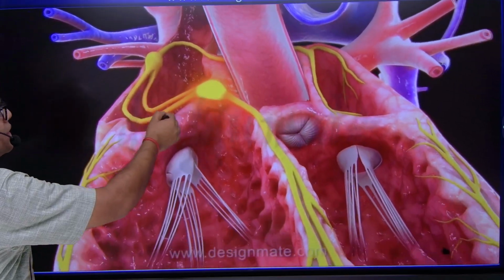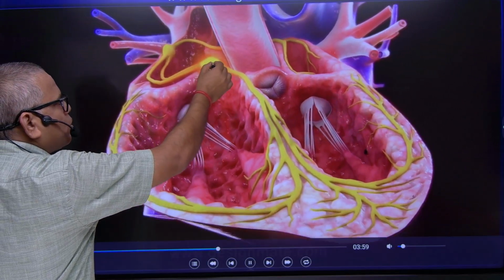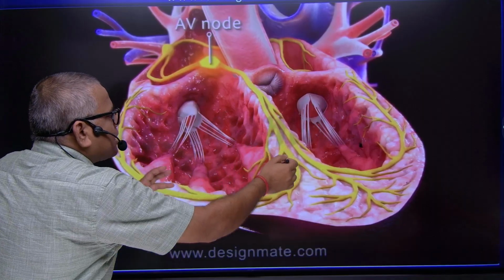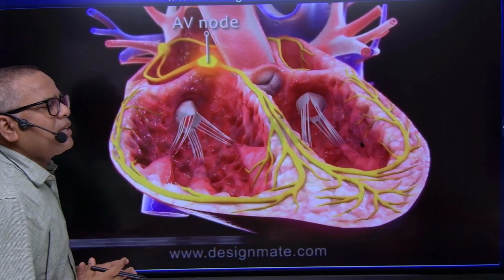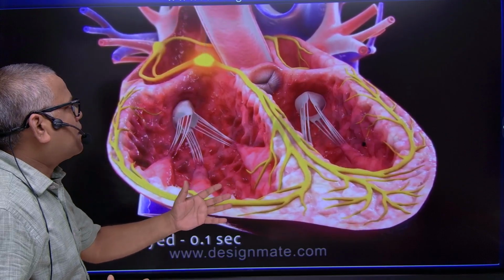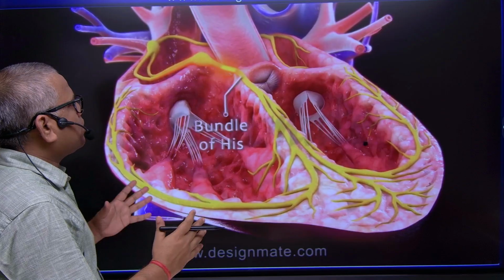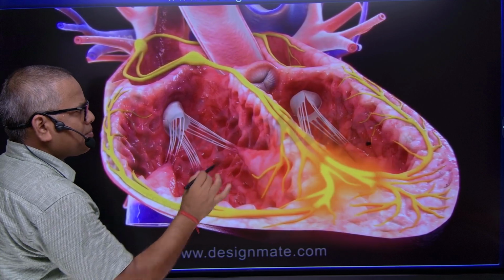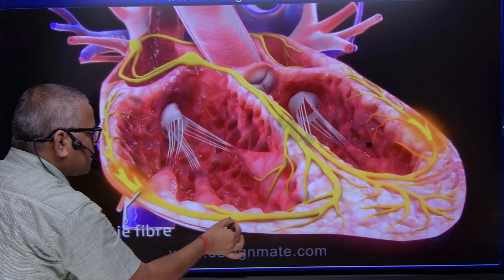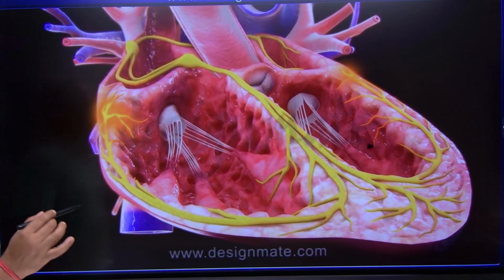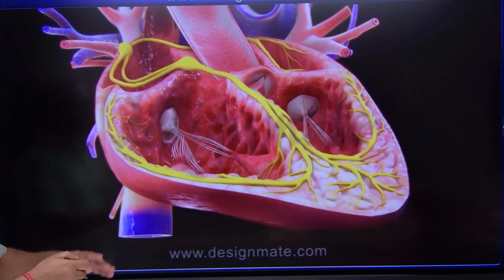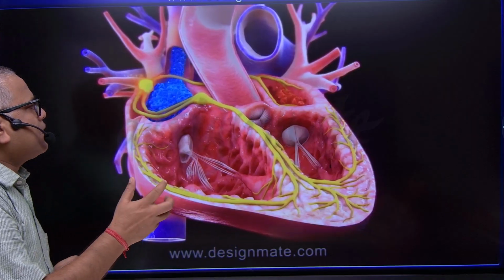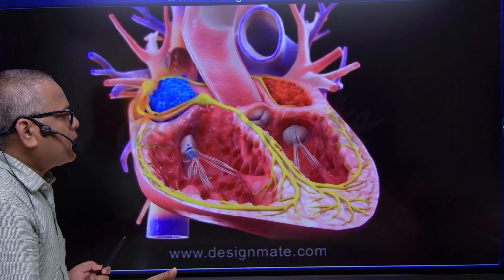The impulse generated from there comes to the AV node. From that AV node it comes into some thick fibers, and these thick fibers are finally working for branching into different parts. So if we come to all these structures, we can find this thick fiber, which is named the bundle of His. Through this it comes to all these thin fibers, which are called Purkinje fibers. You can find there is a maximum number of Purkinje fibers in the left ventricle, because the left ventricle has to pump blood all over the body.